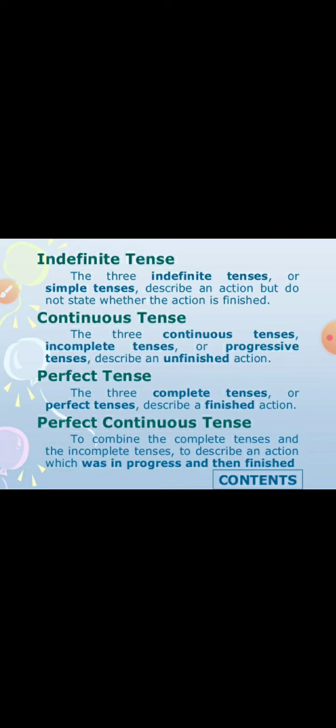So what is the function of these tenses? Whenever we have a present simple or past simple or future simple tense, it just describes an action, but it doesn't describe whether that action is finished or not. Continuous tense talks about actions which are not complete yet, which are still happening.